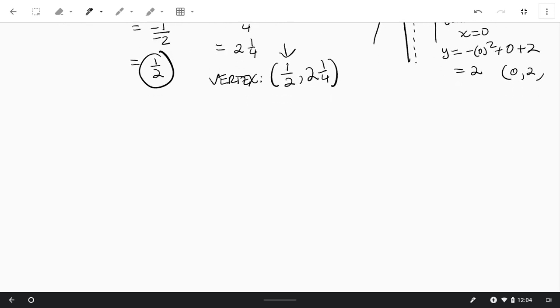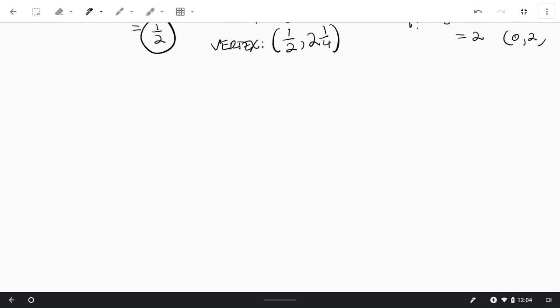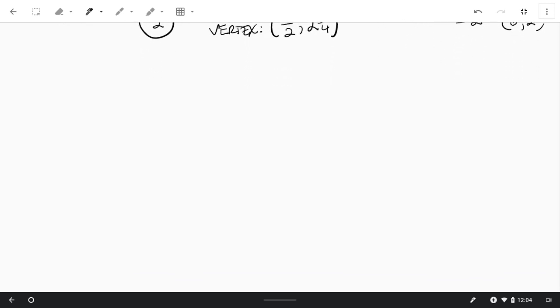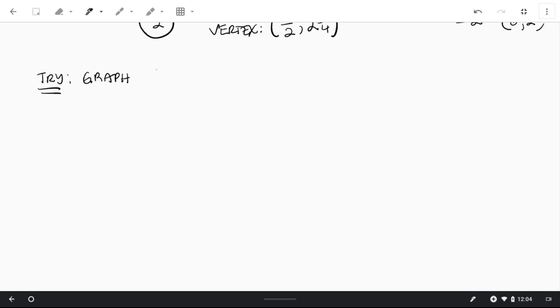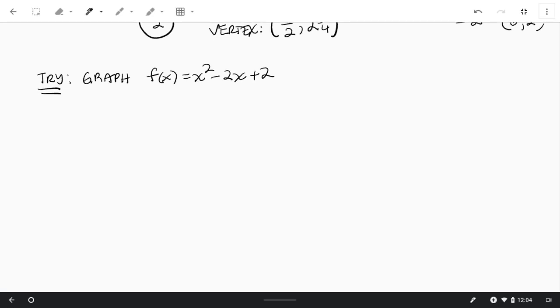Okay, let's try another one. I'm going to have you guys try this one. So try graphing f of x equals x squared minus 2x plus 2. Go ahead and hit the pause button, give it a try, and then come back to see if you get the same thing that I have.